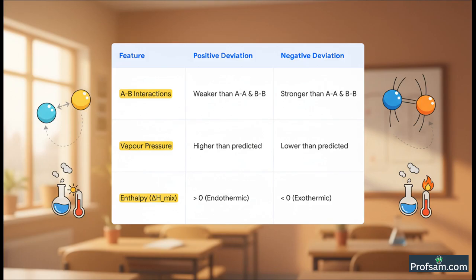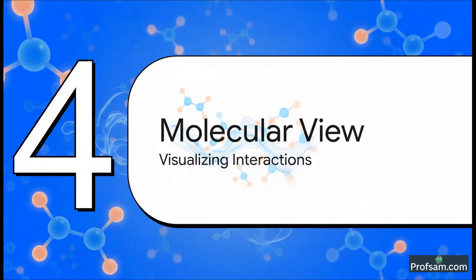On the other hand, if the new AB interactions are stronger, the molecules are held together more tightly. This lowers the vapor pressure, and because a more stable bond is formed, heat is released, making delta H negative. This is called a negative deviation. To understand this better, let's try to picture the molecules themselves and see what is actually happening.